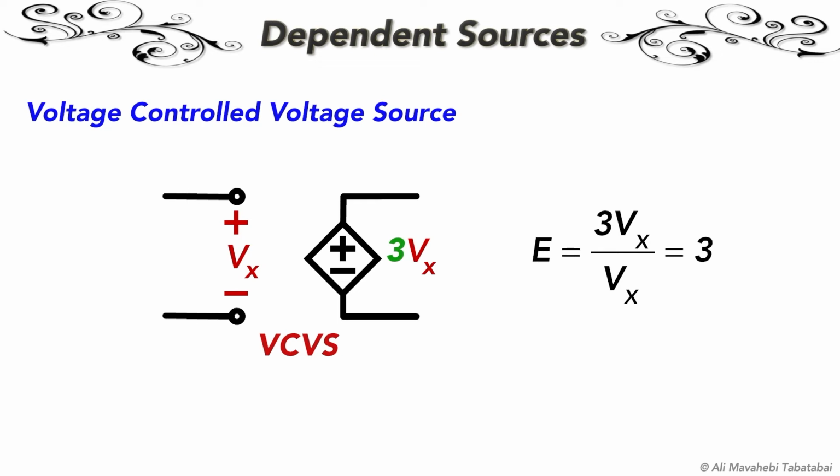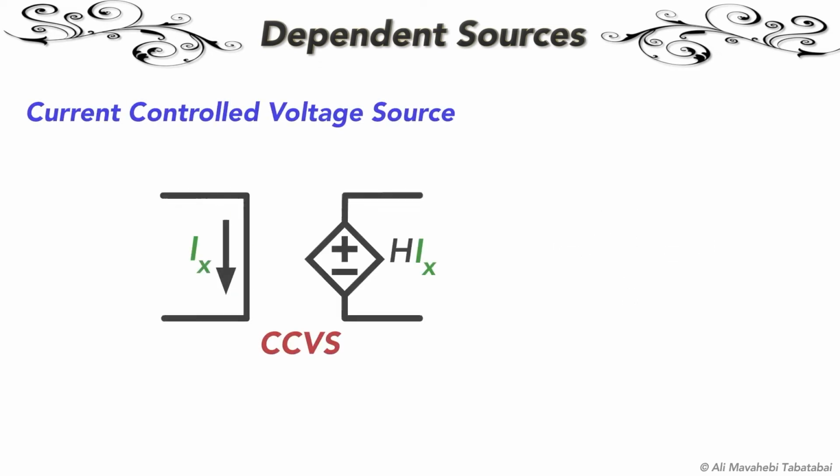In a current-controlled voltage source, or CCVS, the output voltage is determined by the input current. The ratio of the output voltage to the input current is called trans-resistance, and in Multisim it is shown by the letter H and measured in ohms. So in our circuit, the trans-resistance of the current-controlled dependent source is 2 ohms.